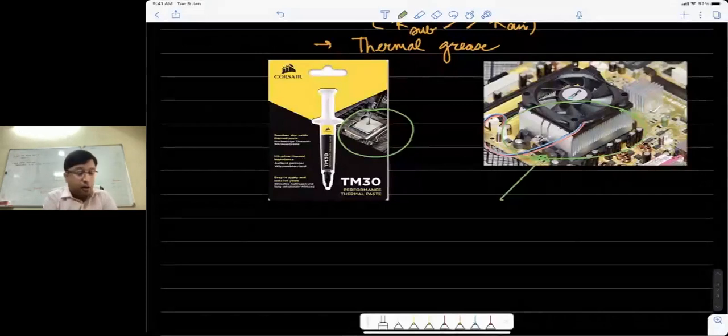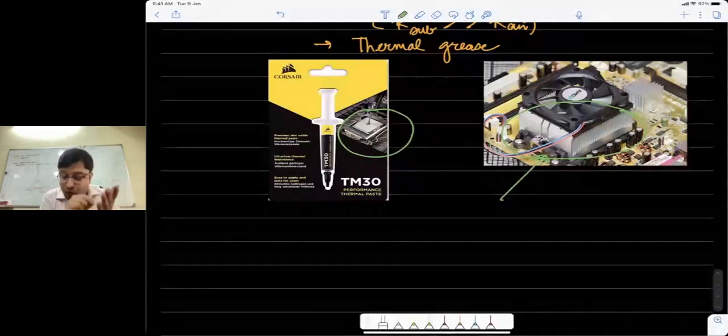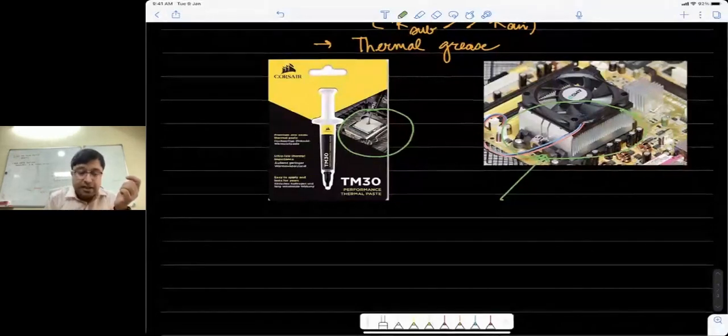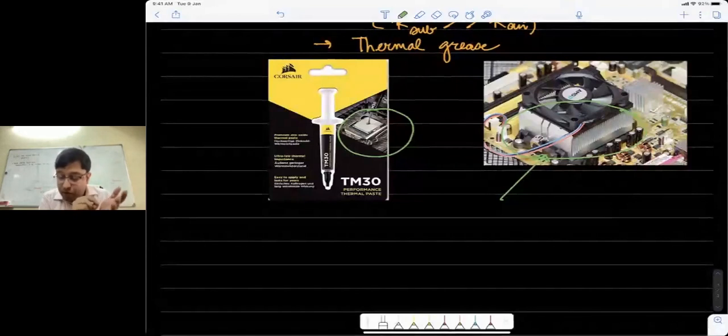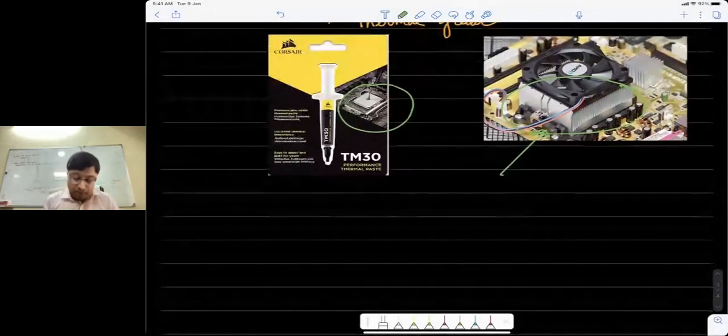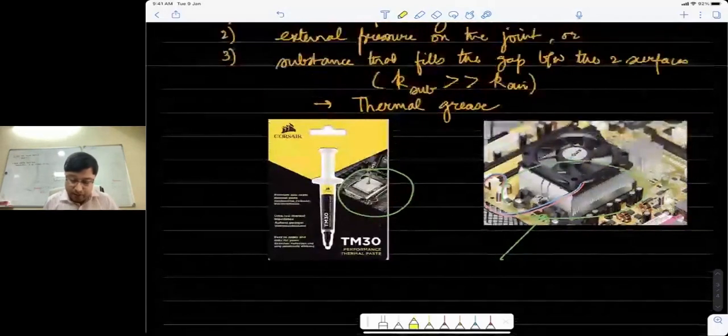And you will see this in all electronic components, whatever you pick up, even in your phones. If you're careful enough to open components with care, you can identify where the thermal paste has been applied. Okay, so that was about contact resistance.